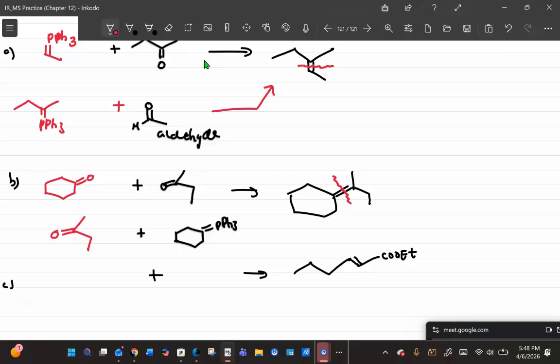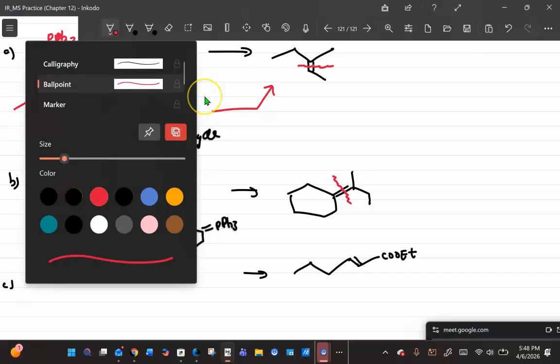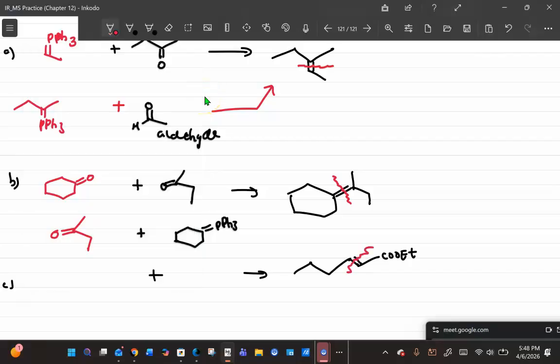Okay. So for this one, I'll split it. We are always splitting the carbon anyway. There's a hydrogen here, so this has to be an aldehyde.